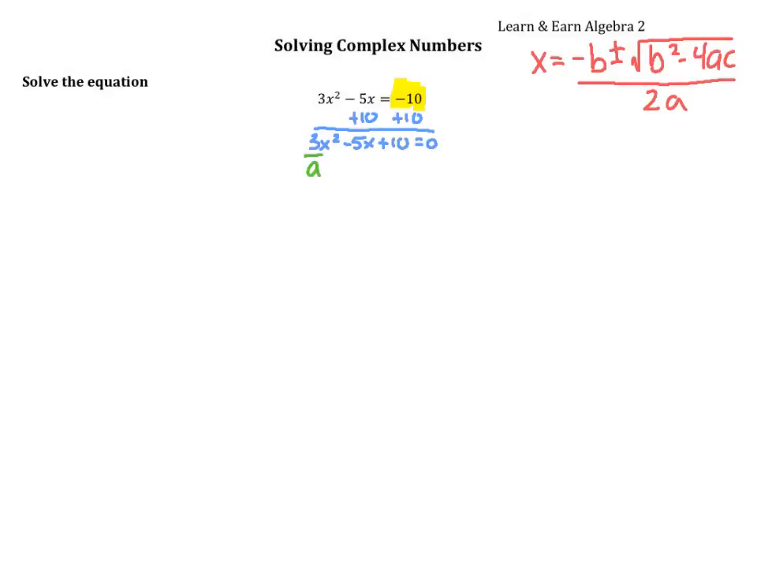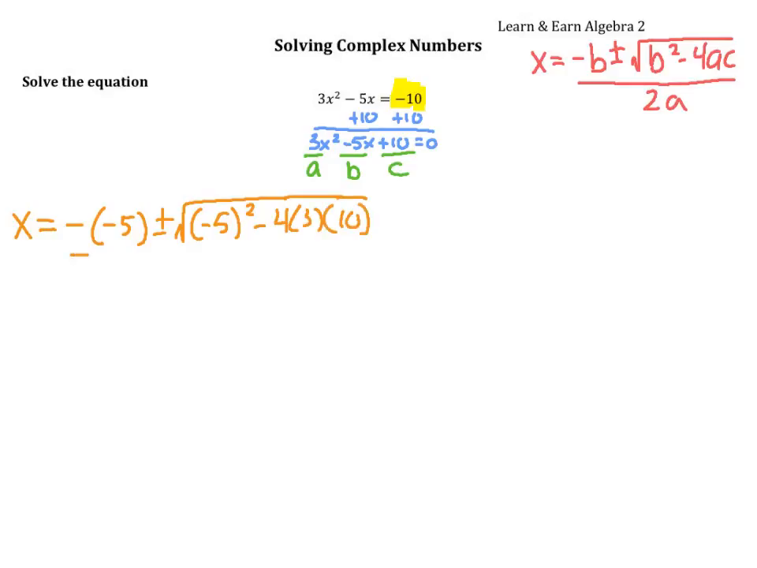This 3 is going to represent the a, the negative 5 is going to represent b, and positive 10 is going to represent c. So now let's plug that into the quadratic formula. I'm going to have x equals opposite b, and my b value is negative 5. Notice that whenever I plug in a number, I'm going to put it in parentheses. So x equals opposite b plus or minus the square root of b squared minus 4ac divided by 2 times a.